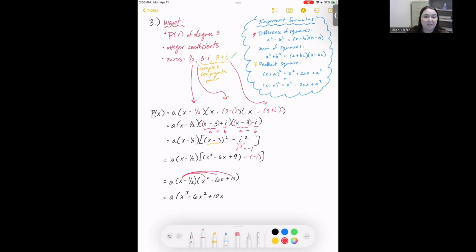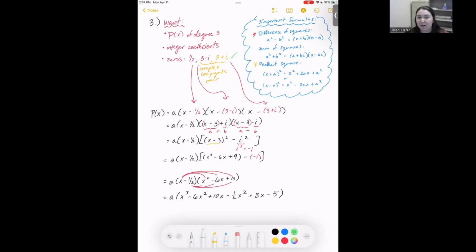Now we're going to distribute the negative 1/2. So we're going to have negative 1/2 times x squared. This gives us minus 1/2 x squared. Negative 1/2 times negative 6x gives us a plus 3x. And lastly, negative 1/2 times 10 gives us a minus 5. So we multiplied it out. It's looking good. But we want to realize something.